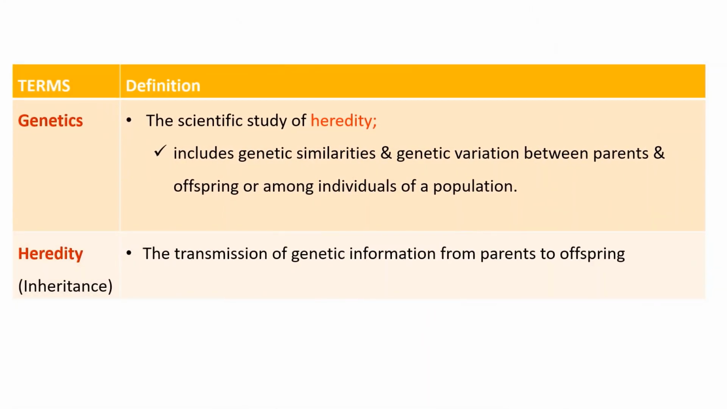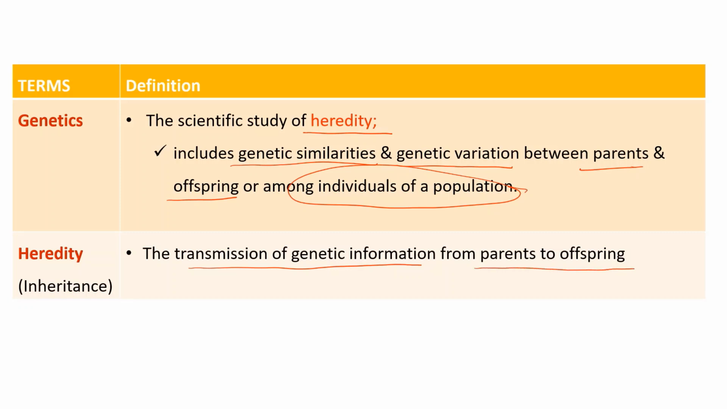But first, before going deep into the details of the subtopics of this chapter, we are going to go through some important terms in genetics. The first term is genetics. Genetics is the scientific study of heredity. It includes genetic similarities and genetic variations between parents and offspring or among individuals of a population. Heredity is the transmission of genetic information from parents to offspring.